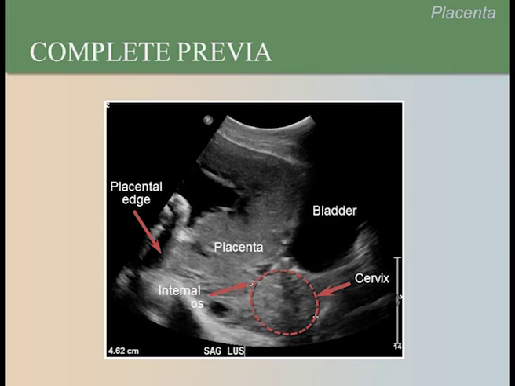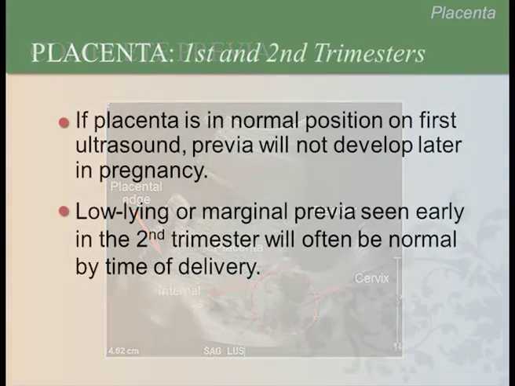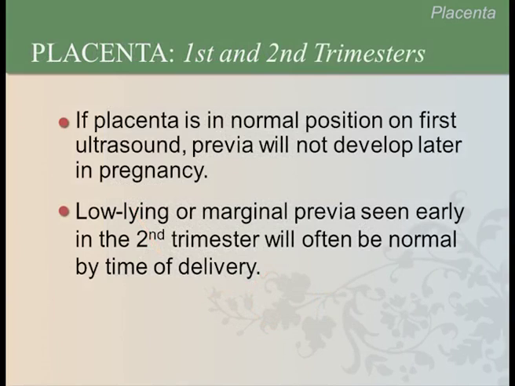Often the cervix is easier to see during scanning than on still images, as you will see in hands-on training. Placenta previa does not usually develop later in pregnancy. If the first ultrasound shows normal placental position, previa will not develop later. In addition, a low-lying placenta or marginal previa that is seen early in the second trimester will often assume normal position by the time of birth with uterine growth.